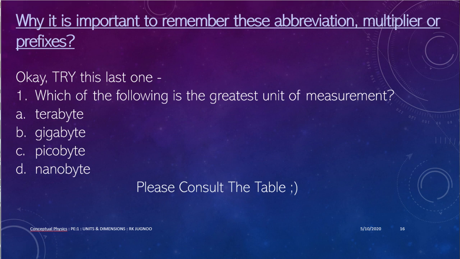If you tell me, then I will ask one last question. Which of the following is the greatest unit of measurement? Okay, terabyte, gigabyte, picobyte, nanobyte. Now you know GB. I was just discussing it a couple of moments ago. GB means gigabyte. Okay, I have 3 more bytes. One is terabyte, one is picobyte, one is nanobyte. Now you tell me which one is the greatest unit.